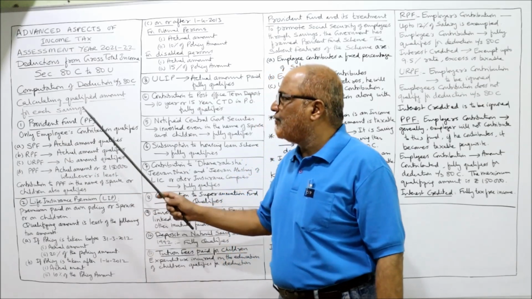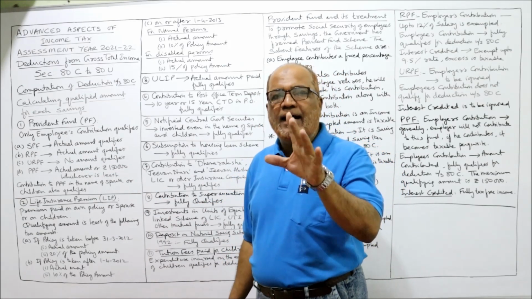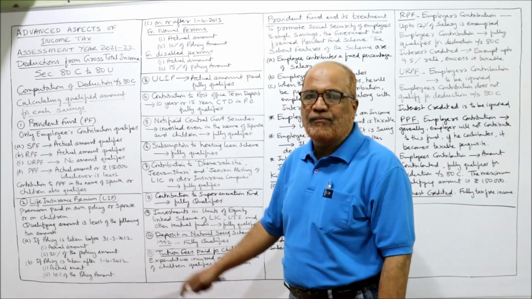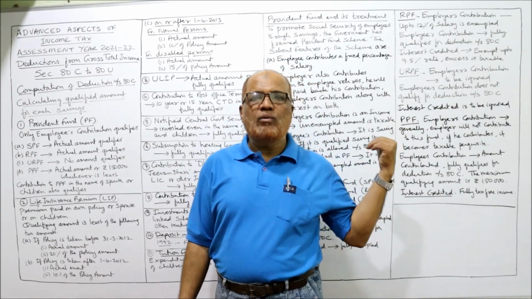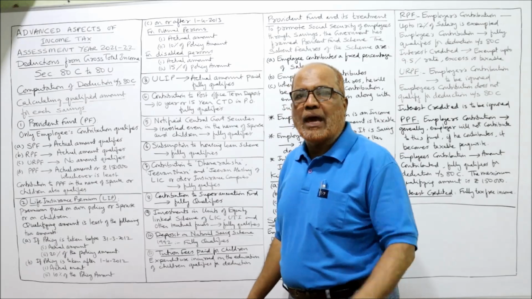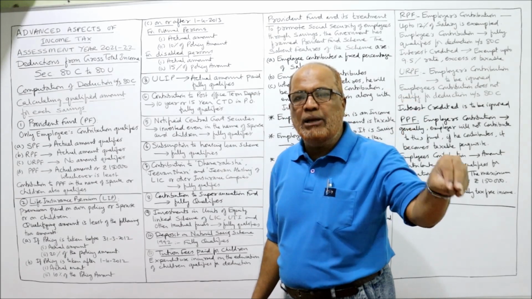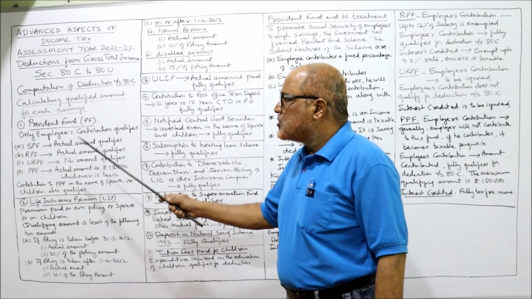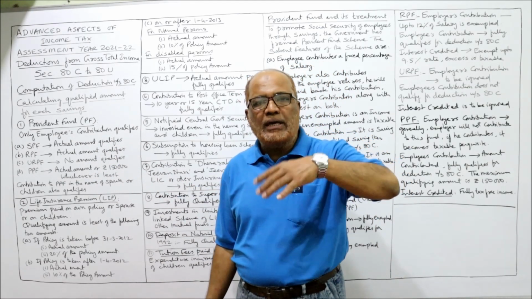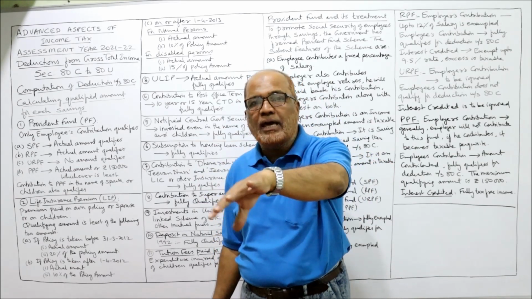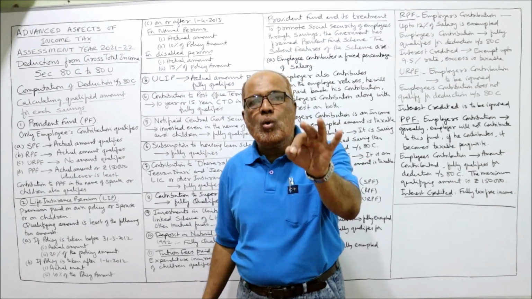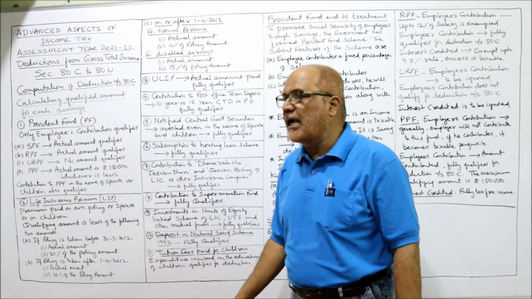First one, provident fund. Normally the first item that will qualify for deduction under section 80C is provident fund. I'll explain in this video what provident fund is, why it is applied, and the concepts. But right now remember, the amount contributed by the assessee in provident fund will qualify. So only the employee's contribution qualifies. In provident fund, the employee will contribute as well as the employer, but here only the employee's contribution qualifies for deduction under section 80C.